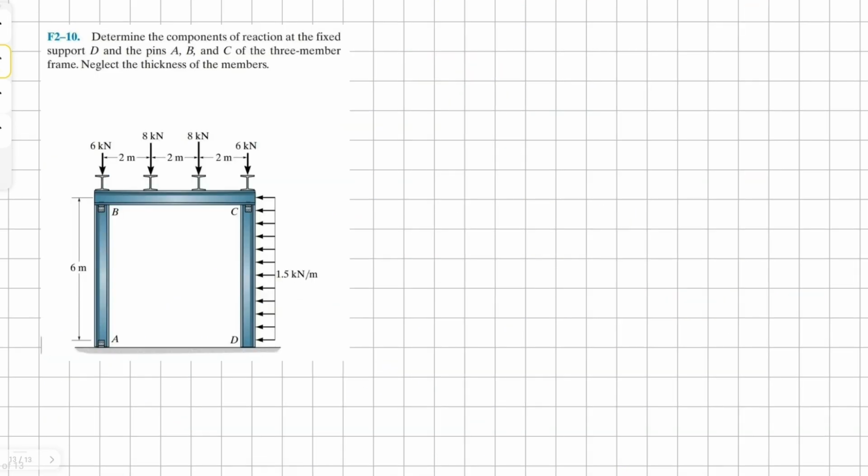This last fundamental problem: determine the components of reaction at fixed D and the pins A, B, and C of the 3-member frame.